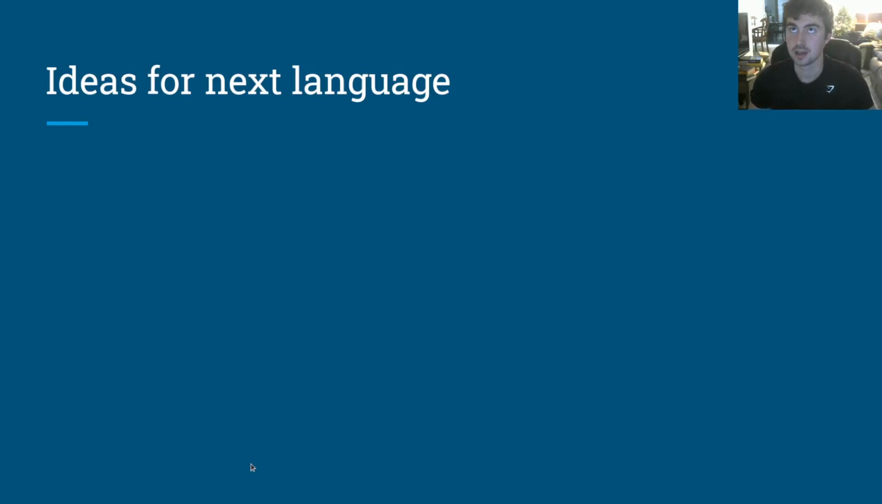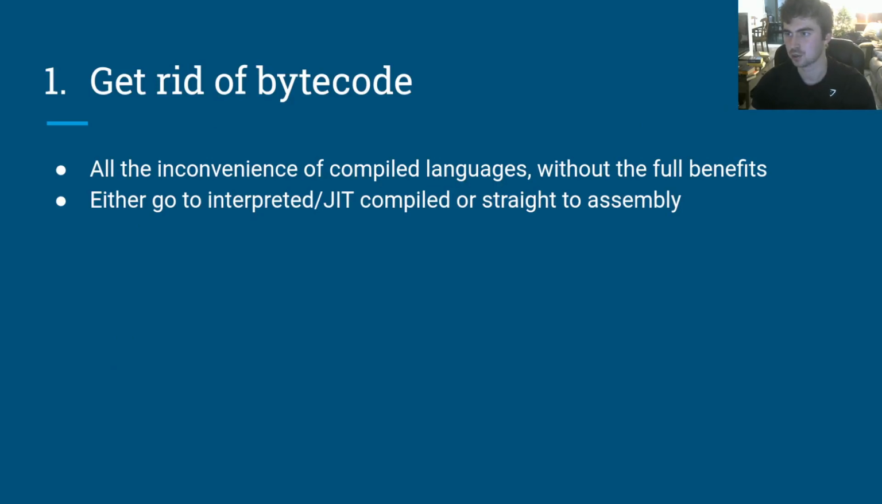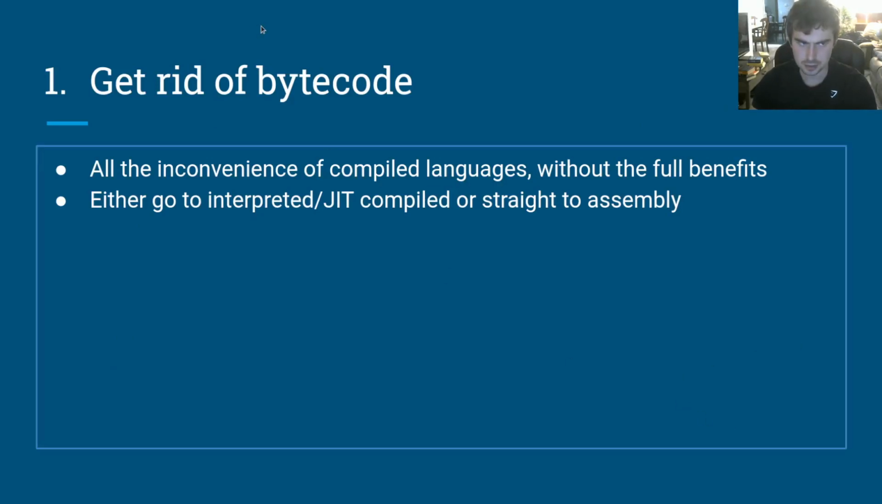I do think sometime in the next few years, I'd like to try and implement a more real, usable language that could be implemented as a component of projects. And some of the things I think I'd have to do with this design to get there, first of all, getting rid of bytecode. There's really no point in having bytecode. It has all the inconvenience of compiled languages, but it does not have all the full benefits. You don't really get the speed benefits because an interpreter still has to read your bytecode. So I think the next version would either go straight to an interpreted language or straight to assembly. I think assembly would be better, honestly.